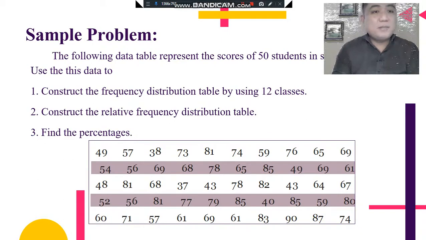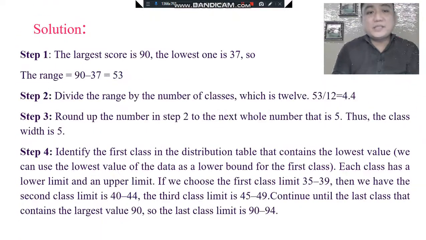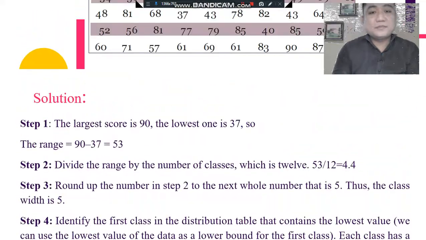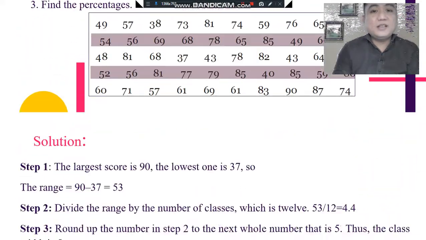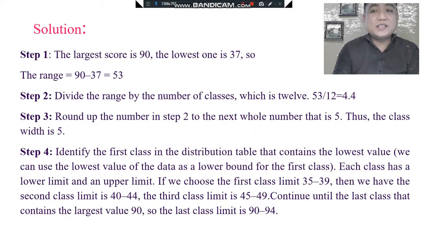As a sample problem, the following data table represents the scores of 50 students. First, construct a frequency distribution by using 12 classes. Second, construct the relative frequency distribution table. Then find the percentages. So these are the different methods to answer those requirements.